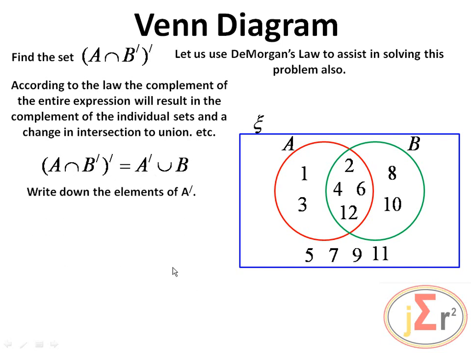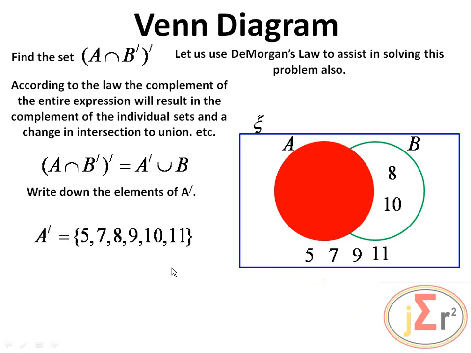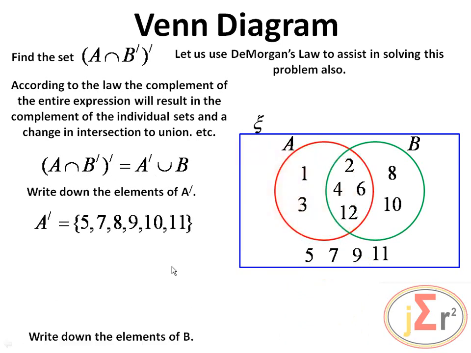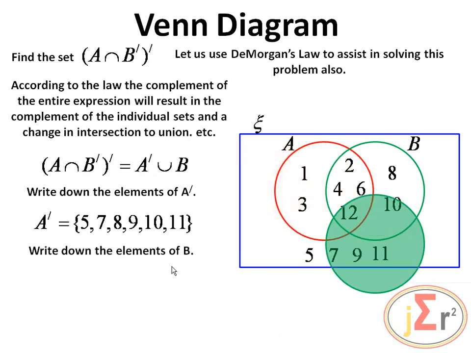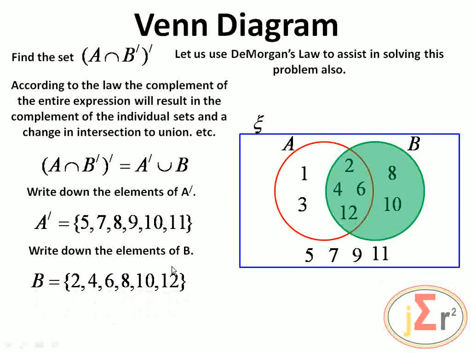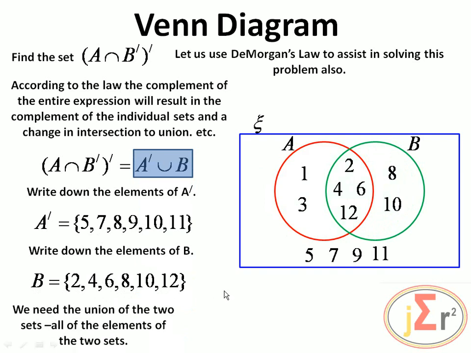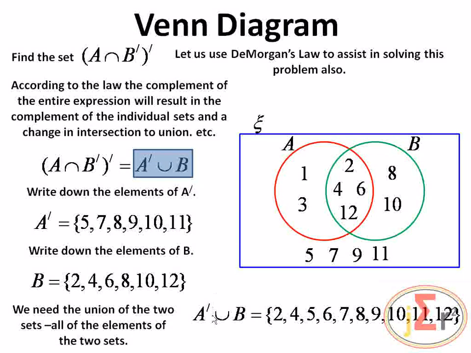So write down the elements of A complement. Write down the elements of B. Of course, we need the union of A complement and B. So all of the elements that are in these two sets without repeating common elements. So we need the union of the two sets, all of the elements of the two sets. Let us write them down, and that is our answer.